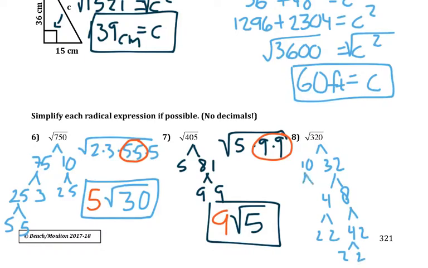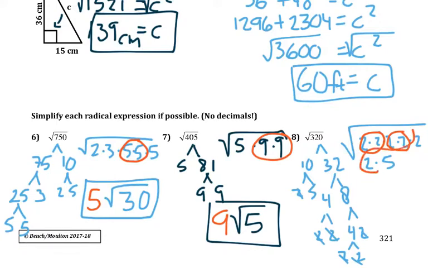Remember 10, we didn't factor all the way. It's 2 times 5. So our prime factorization gives us the square root of 2 times 2 times 2 times 2 times 2 times 2 times 5. So looking for pairs of 2s, we have three pairs. So that's 2 times 2 times 2, which is 8. And then we'll have a square root with a 5 inside, because the 5 is left. So our simplified radical expression is 8 square root 5.